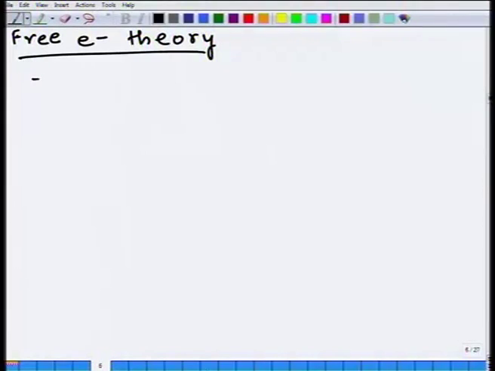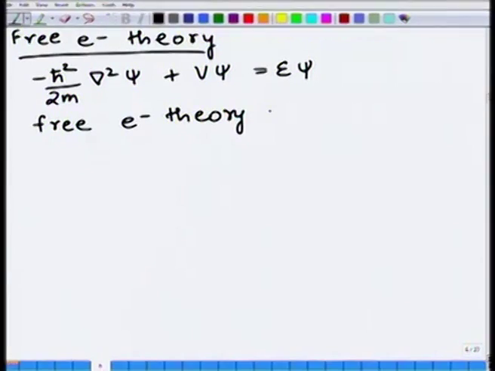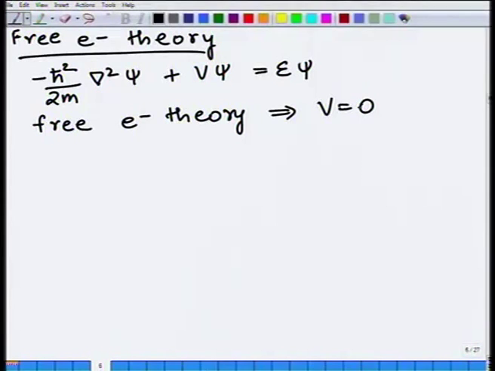Now recall that we derived h square by 2m phi equal to, this is the Schrodinger equation, the spatial part of the Schrodinger equation that we had derived. The free electron theory essentially implies V is equal to 0. That means the potential is 0 because there is no interaction. We have ignored electron interactions, which is a fair approximation, not too terrible.